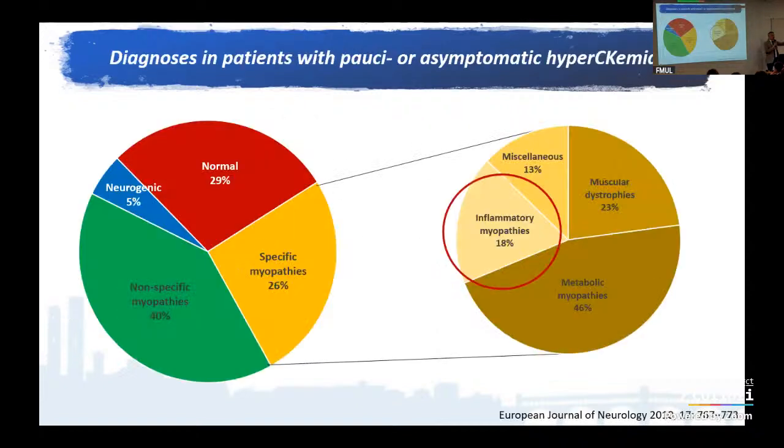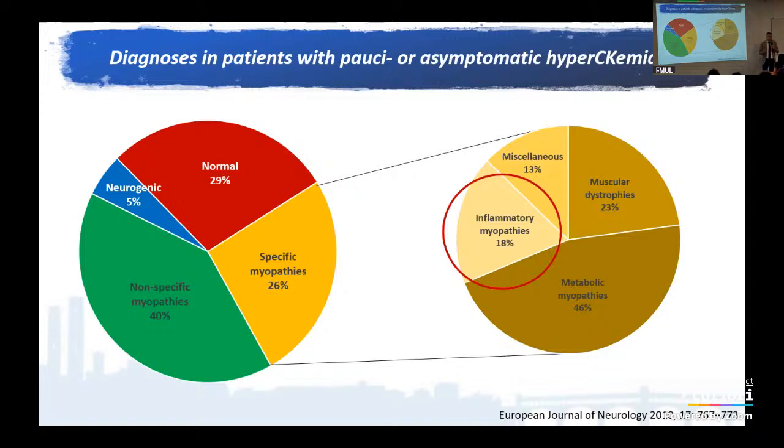What's the future of people presenting to us with pauci- or asymptomatic hyperCKemia? You can see that in a lot of patients, we are not finding a diagnosis or a problem. In 29% of people it is normal. Sometimes we could have a neurogenic condition underlying the increase of CPK. Maybe we could find a non-specific myopathy, so we are completely unaware of the underlying disease.